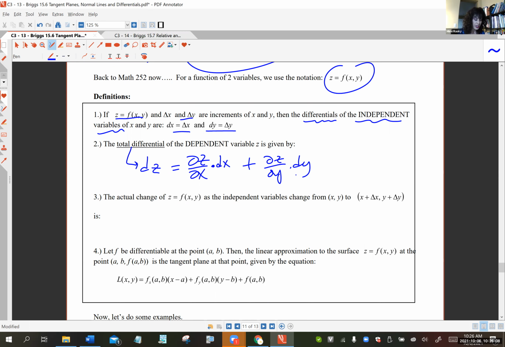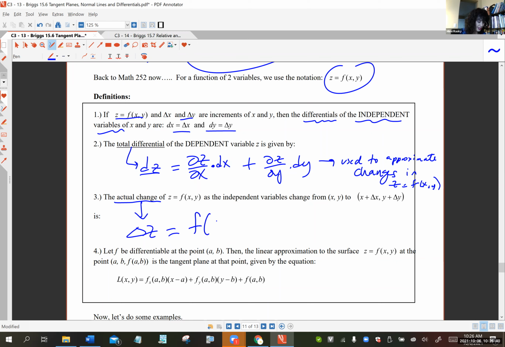Now, you use this to approximate changes in your function, not the function itself. You use the differential to approximate changes in z equals f of x, y. That's what a differential is used for. Now, the actual change of your function, because you always want to see how good your approximation is, so you'll compare dz to delta z, and they should be pretty close if you stay in a tight neighborhood.